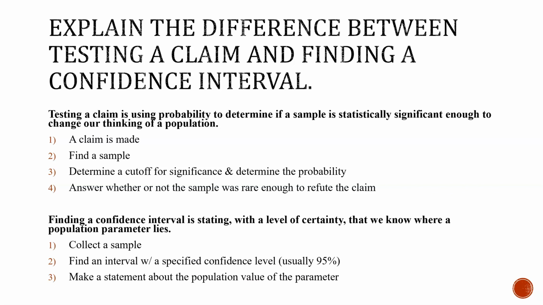Whereas finding a confidence interval is stating with some level of certainty that we know where a population parameter will lie. So to do this, we would collect some kind of sample randomly. Then we would find an interval with some specified level of confidence. And again, the most commonly or widely used is a 95% confidence level. And lastly, we would make a statement about the population value of the parameter.